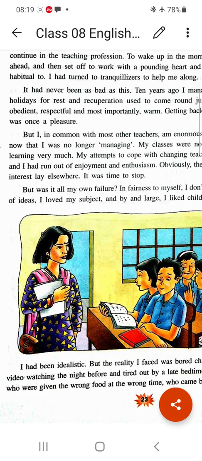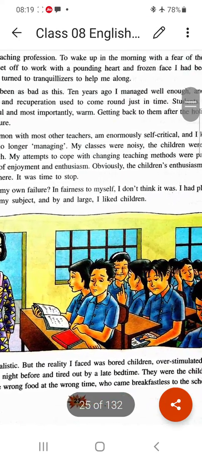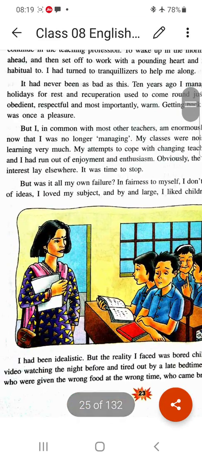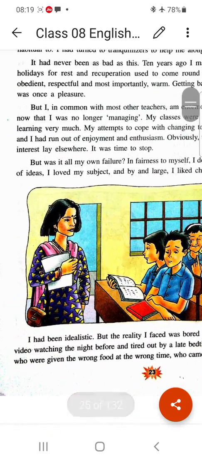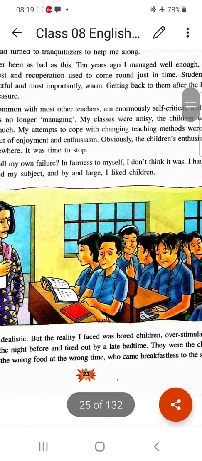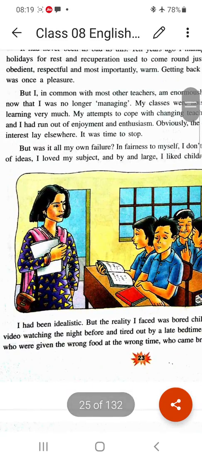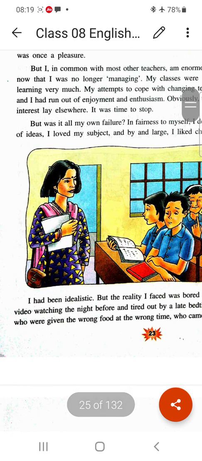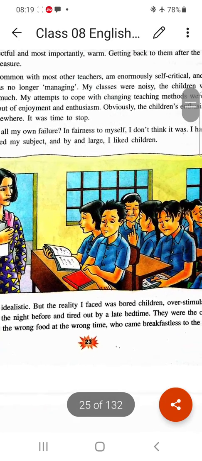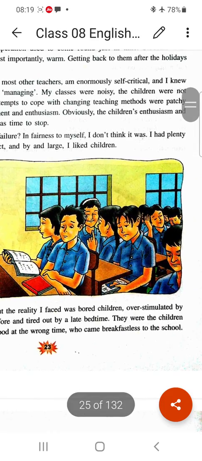But I, in common with most other teachers, am enormously self-critical, and I knew now that I was no longer managing. My classes were noisy, the children were not learning very much. My attempts to cope with changing teaching methods were patchy, and I had run out of enjoyment and enthusiasm. Obviously, the children's enthusiasm and interest lay elsewhere. It was time to stop. But was it all my own failure? In fairness to myself, I don't think it was.